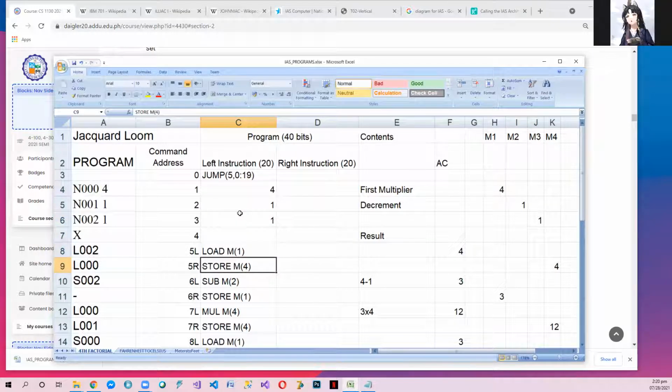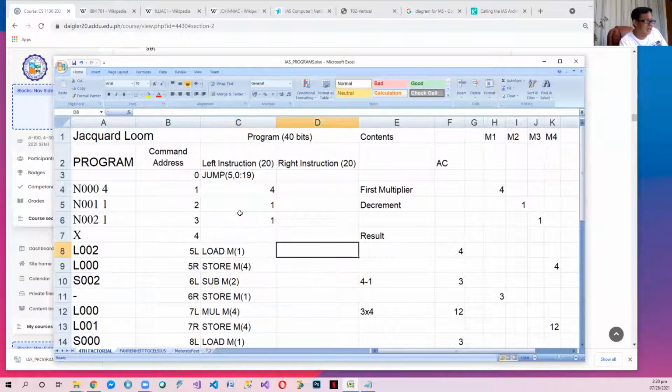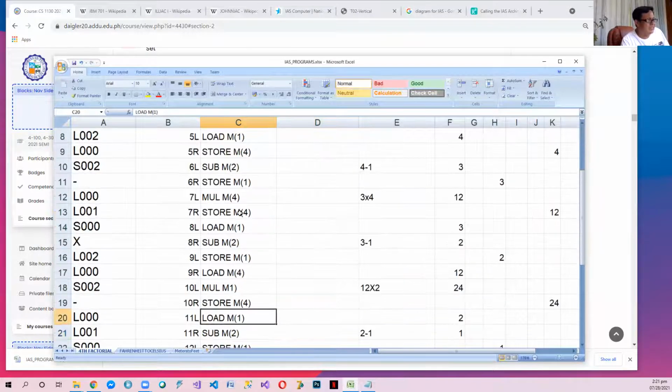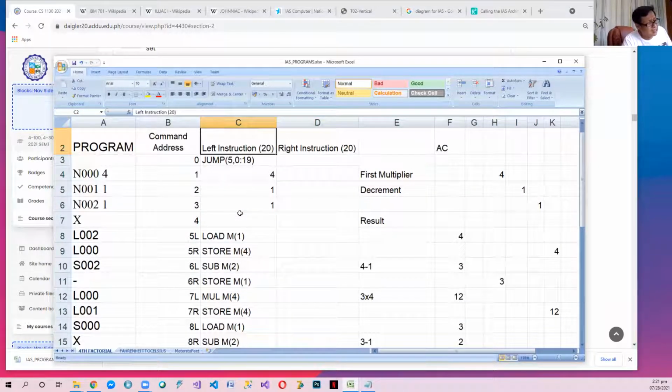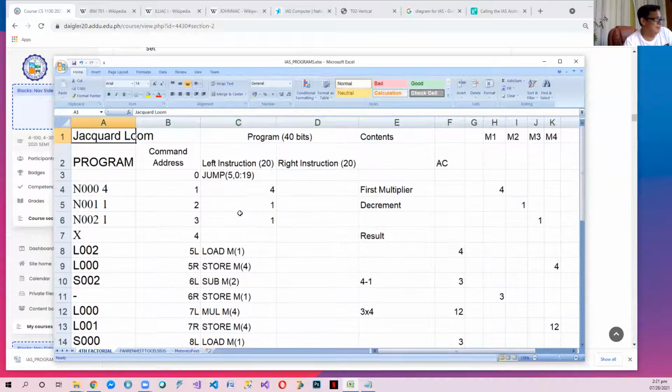This 5L and 5R, I just didn't put here because it looks complicated. This should be here. I didn't do that because we are going to trace linearly. That's the main problem with the IAS, because it's not linear. It's not vertical. It also is horizontal. Unlike the analytical engine, programs are vertical from the first to the last.